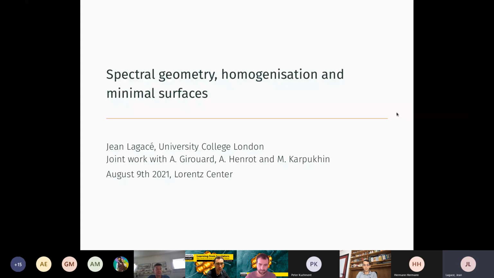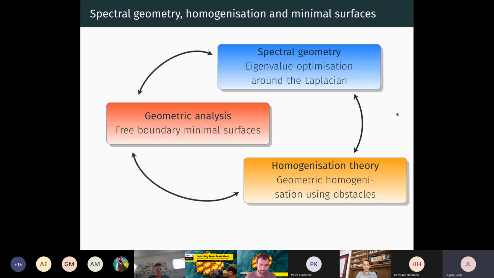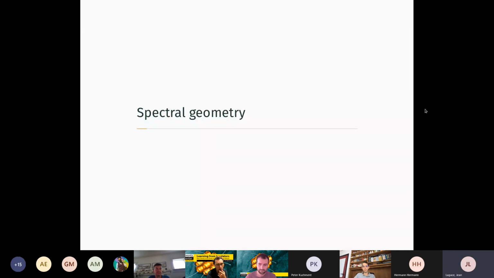All right, so today, when I speak about spectral geometry, it will be around eigenvalue optimization. Geometric analysis, the main object will be free boundary minimal surfaces, and maximization of these quantities will give us free boundary minimal surfaces, and homogenization theory is a tool that we use, and we developed geometric homogenization in order to answer the questions that we asked, and we will see how all of these three things are related.